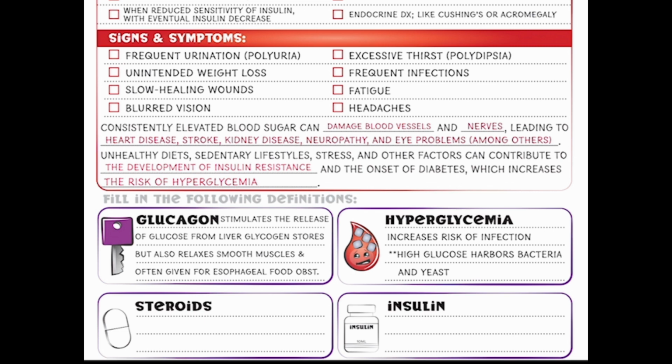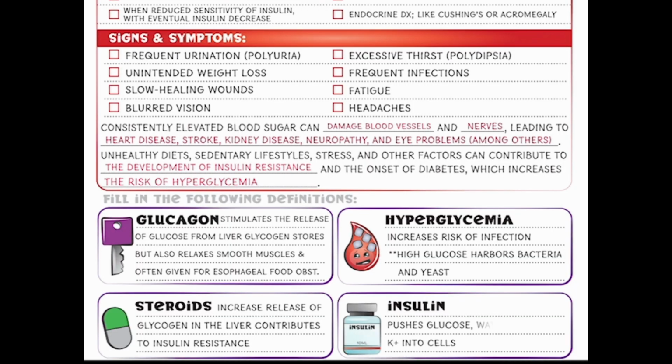Our hyperglycemia that we just talked about, remember this increases risks for infection. So high glucose harbors bacteria and yeast. And our steroids, they increase the release of glycogen in the liver, and it contributes to insulin resistance. And this can be with any type of steroids, whether this is steroid abuse or even in steroids that we may need for some kind of overwhelming inflammatory infection or response going on.